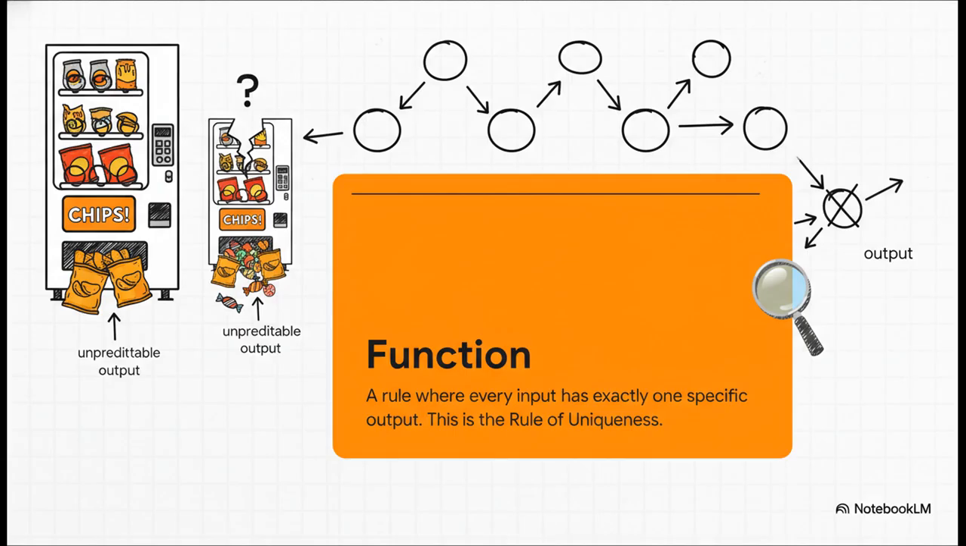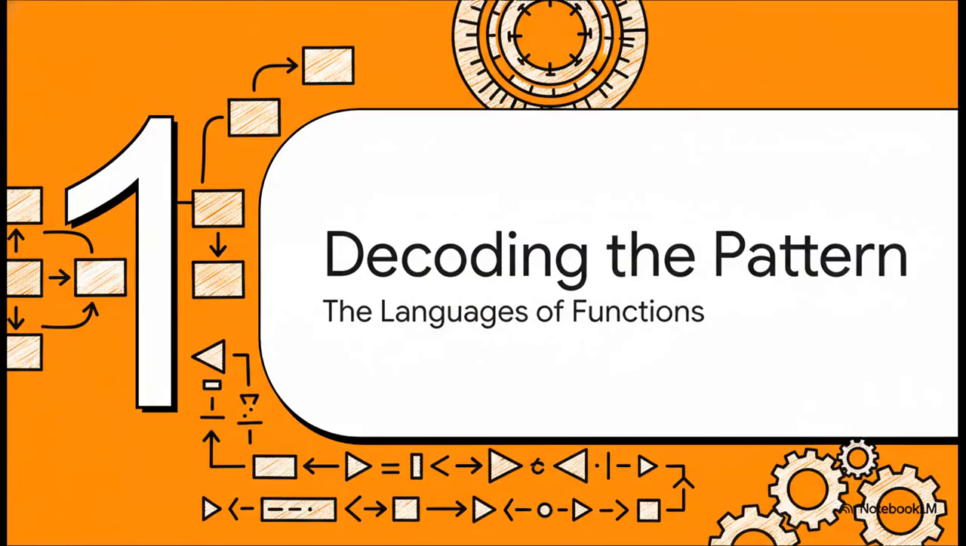And here's the crucial part. For every single input, you get exactly one predictable output. We call that the rule of uniqueness. And it is the bedrock of everything from coding an app to predicting the path of a planet. It's that fundamental.